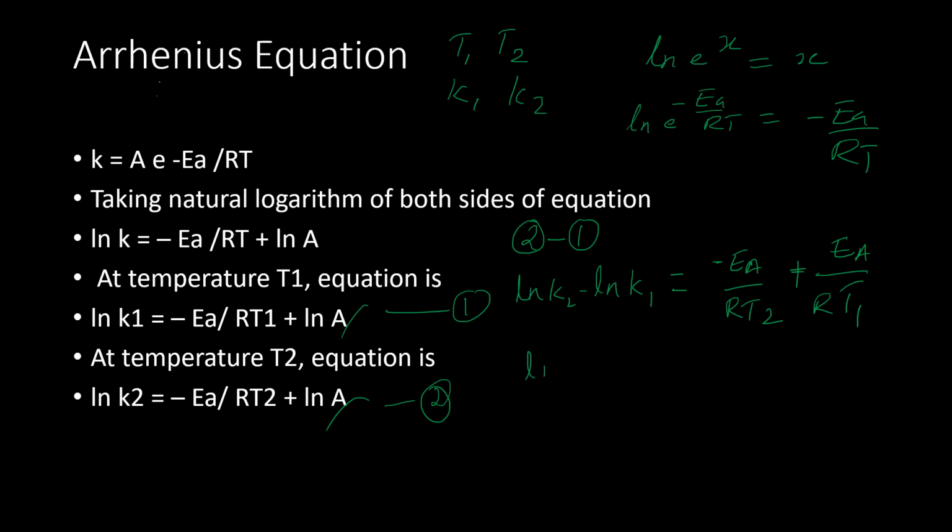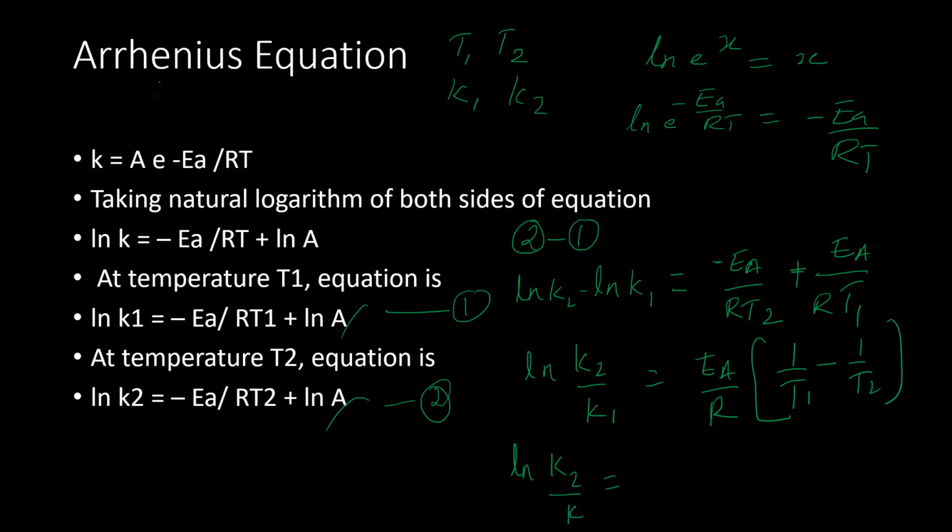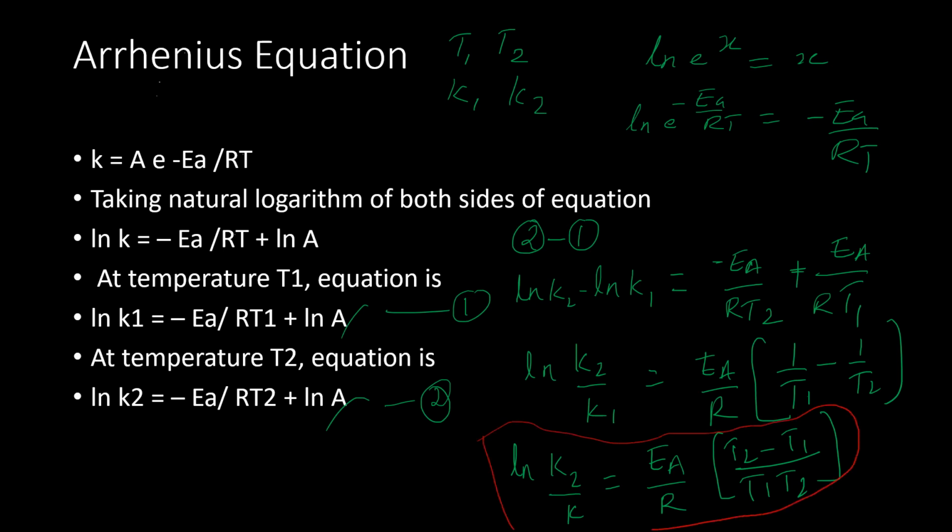Log a minus log b, we already know, is log a by b. Ea by R is a constant, so we take it outside, and we get 1 by T1 minus 1 by T2. Or we can rearrange: ln k2 by k1 is equal to Ea by R into T2 minus T1 divided by T1 T2. So this is the relation for the rate constant at two different temperatures.